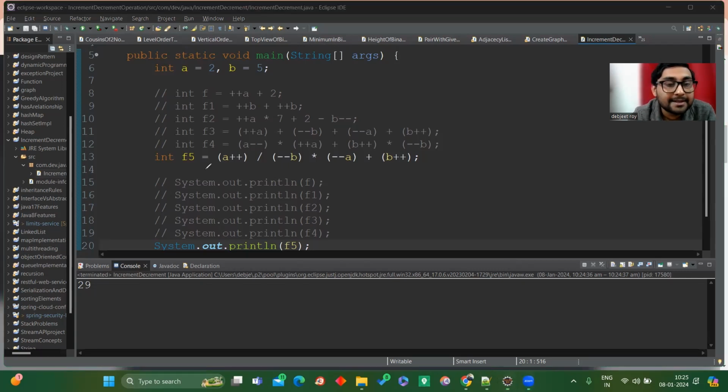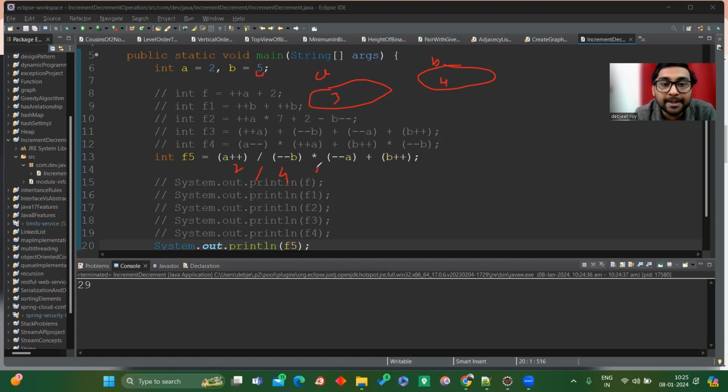Then you will get the confidence that you are good in increment and decrement operations. So now let's start. A plus plus is 2. 2 plus 1 will be 3, so in the memory the value of A will become 3, but here it will be stored as 2 only. So it's 2 divided by minus minus B. The value of B is currently 5, so it will be stored here as 4 because it's pre-decrement. In the memory for B, the value will become 4.